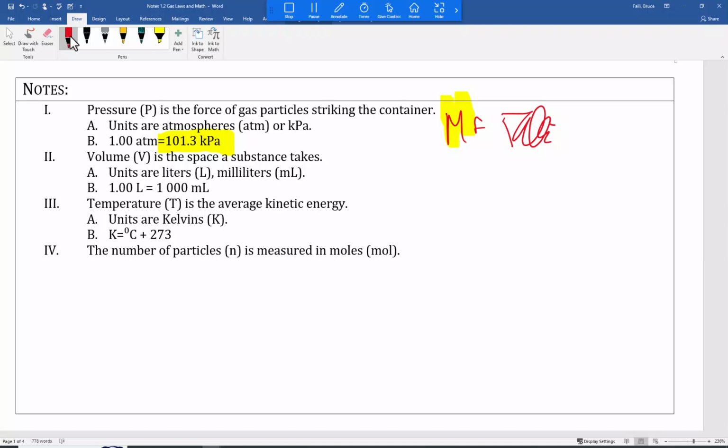Volume is the space a substance takes. Units are liters or milliliters. 1 liter is 1,000 milliliters. And that you should be comfortable with.